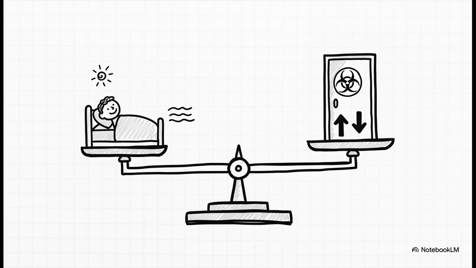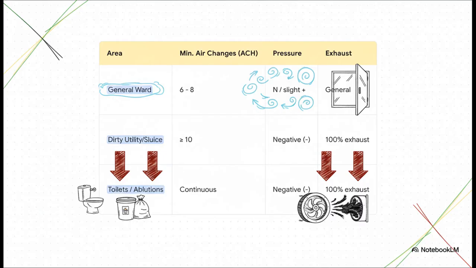Okay, moving on from critical care to the inpatient areas. Think general wards, maternity units, and so on. Here, the focus shifts. It's now a balancing act between basic infection control and making sure patients are comfortable. But, and this is a big but, we have to make absolutely sure that any sources of contamination, like those dirty utility rooms, are completely sealed off from the patient areas. So for a typical ward, you're looking at maybe 6 to 8 air changes an hour with a neutral or maybe slightly positive pressure for comfort.